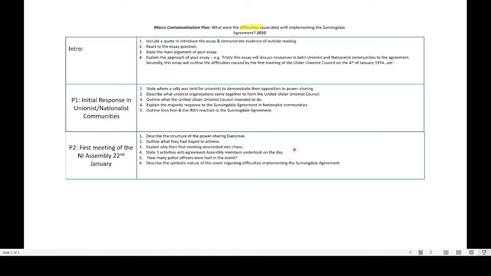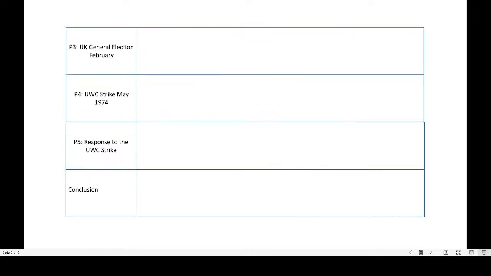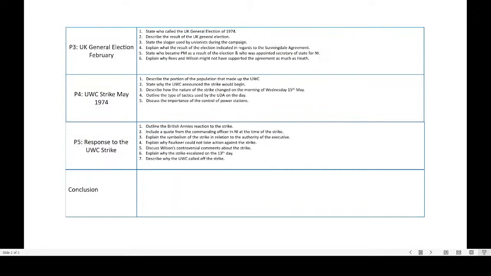Thirdly, I need to explain why their first meeting descended into chaos. Fourthly, I need to state 3 activities that anti-agreement assembly members undertook on the day. Fifth thing I need to do is state how many police officers were hurt in the event. Sixth thing I need to do is describe the symbolic nature of this event regarding the difficulties in implementing the Sunningdale Agreement. Really important: link that back to the question. So the rest of my macro plan looks like this.